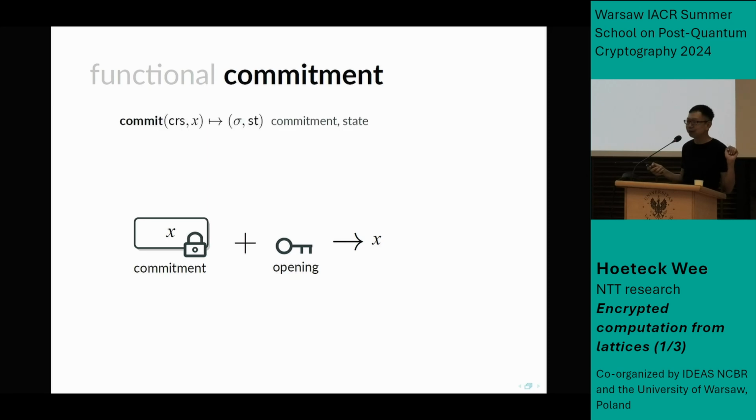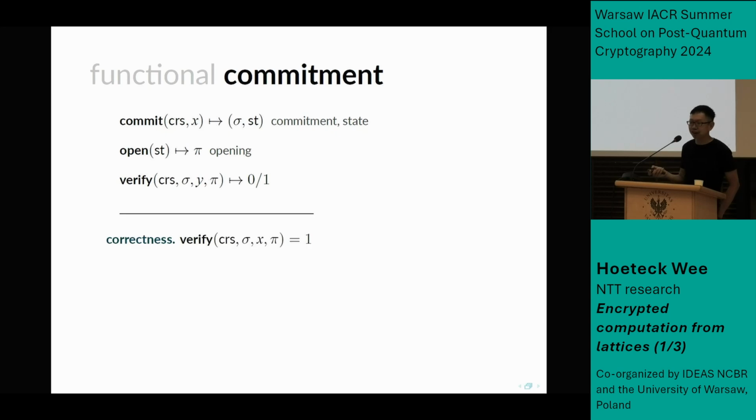So a bit more concretely, a commitment scheme has the following syntax. You have a commitment algorithm that takes as input a CRS, a common reference string, and a message X, and produces a commitment, we call it sigma, and a state, which is used for computing the opening. There'll be an open algorithm that, given the state, produces an opening, we call it pi. And then there's a verification algorithm that, given the opening and the value that you claim you open to, outputs 0 or 1.